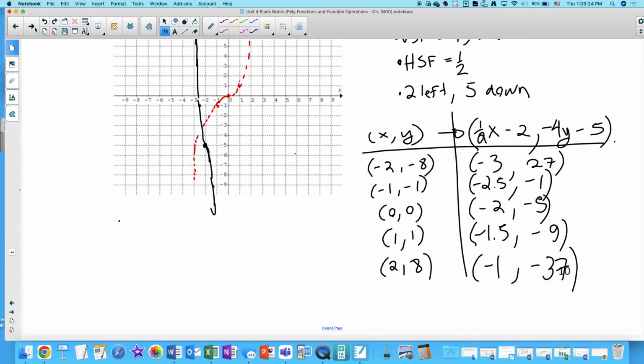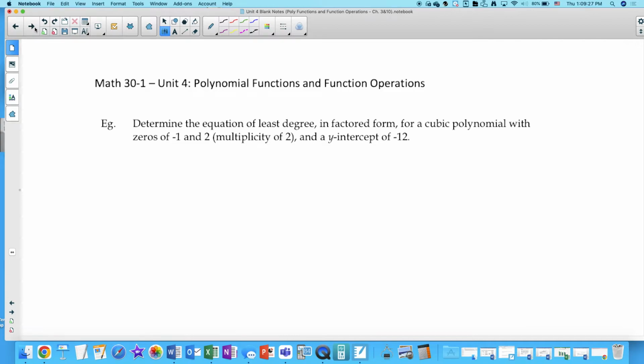Okay. All right, so this is a common type of question. Determine the equation of least degree in factored form for a cubic polynomial. Well, that was a bit redundant, actually. Didn't have to put in cubic, because obviously it's going to be degree 3. With zeros of -1 and 2, and the 2 has multiplicity of 2, and a y-intercept of -12.